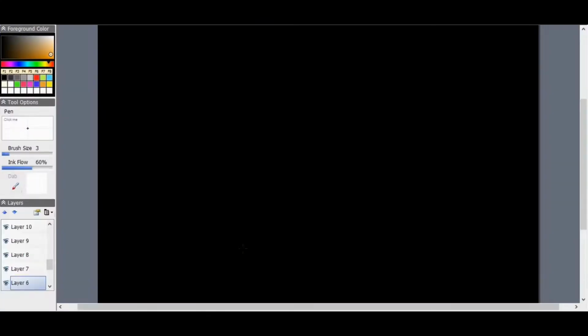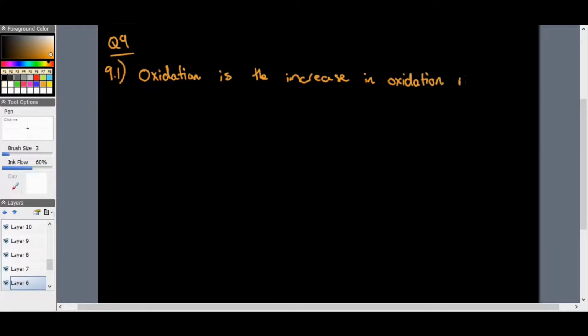The first question asks us to explain oxidation in terms of oxidation numbers. Now we know oxidation is loss of electrons, but when it comes to oxidation numbers, oxidation can be explained like this: oxidation is the increase in oxidation numbers. We saw that in the example that we did earlier.